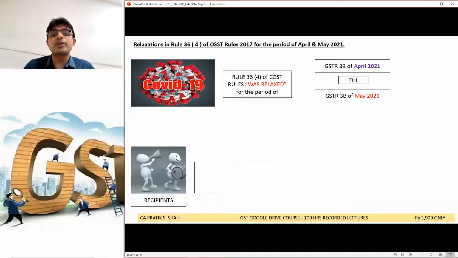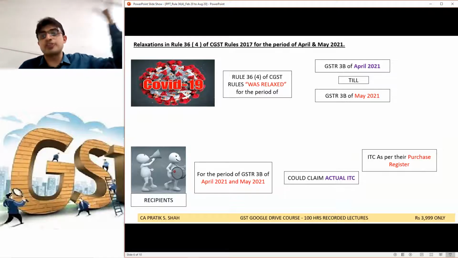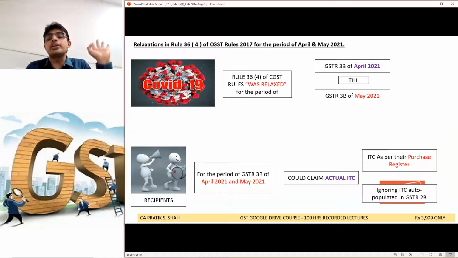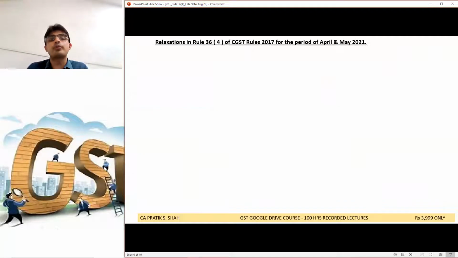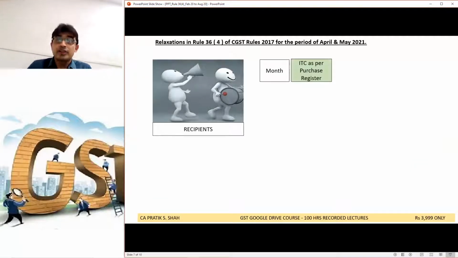So now the recipients for this period of April and May could claim actual ITC as per their purchase register. Jitna hai utna le. We have to ignore 2B. 2B is to be ignored only for these 2 months. Okay, so for these 2 months, we are not left at the mercy of supply because of COVID. Correct. So recipients started celebrating that.